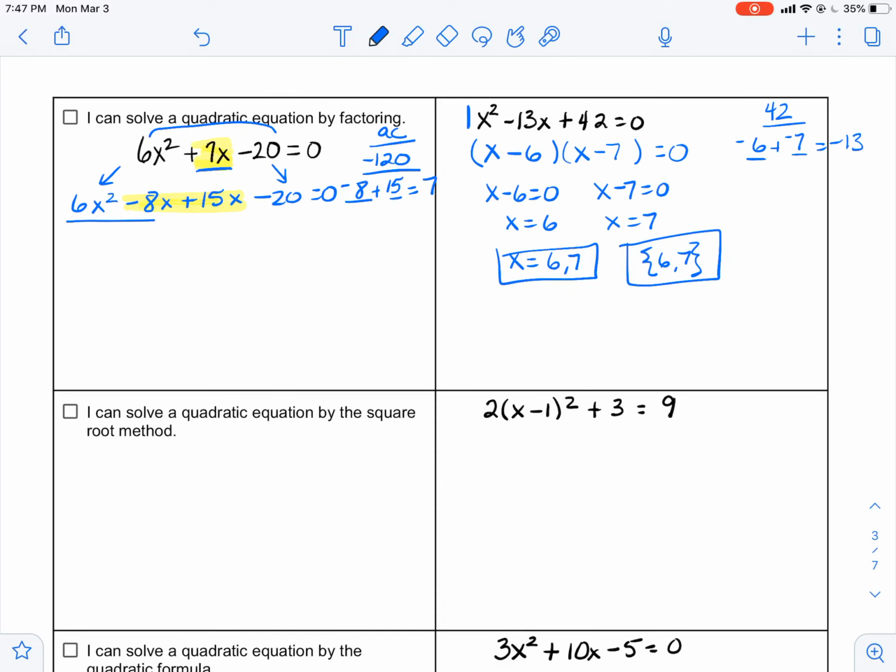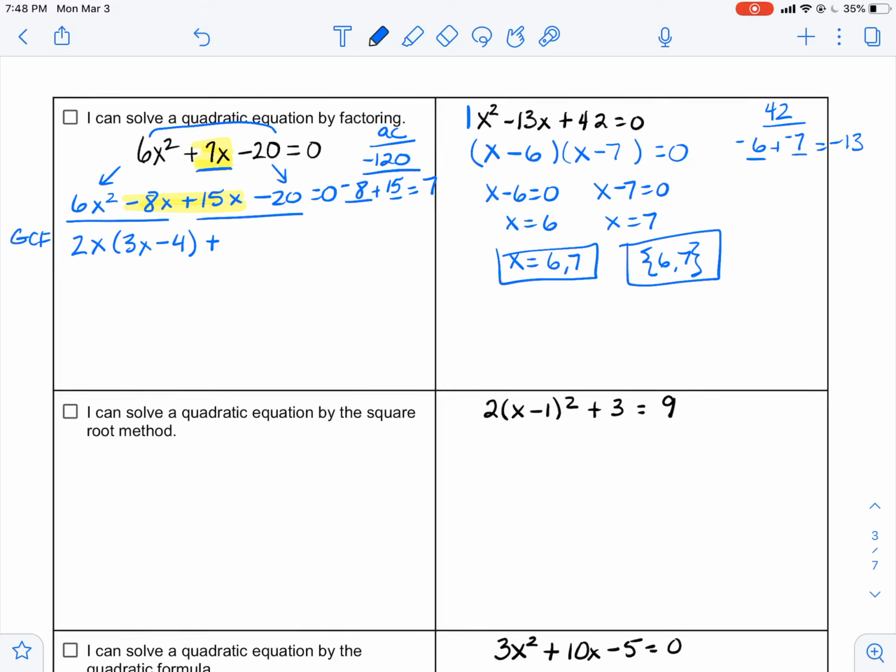Now we're going to group the first two and group the second two. I like underlining them because if you put parentheses, a lot of times you turn it into a multiplication problem, which is not what it is. Okay, so now I'm taking out the greatest common factor. I have 2, which will go into both 6 and 8, and an x will go into x squared and x. So 6x squared divided by 2x would be 3x, and negative 8x divided by 2x would be 4.